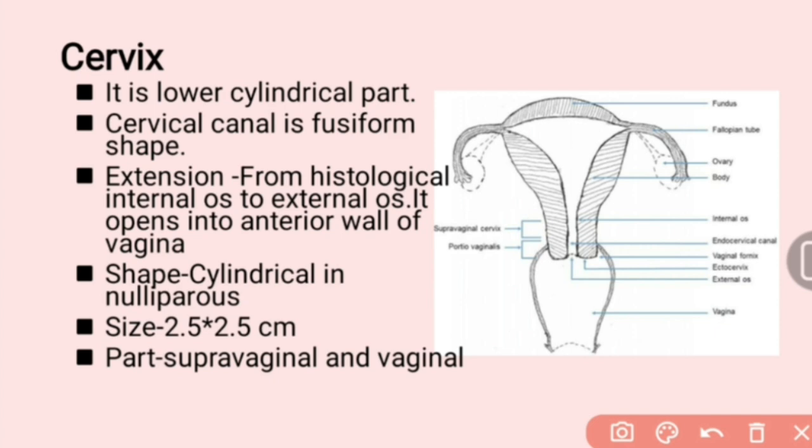This is the histological internal os, and this is the exit, the external os. The area between these is known as the cervix, and it has two parts. One is the supravaginal part and the other is the vaginal part. Up to the beginning of the vagina, this part is supravaginal, and this part is known as the vaginal part.